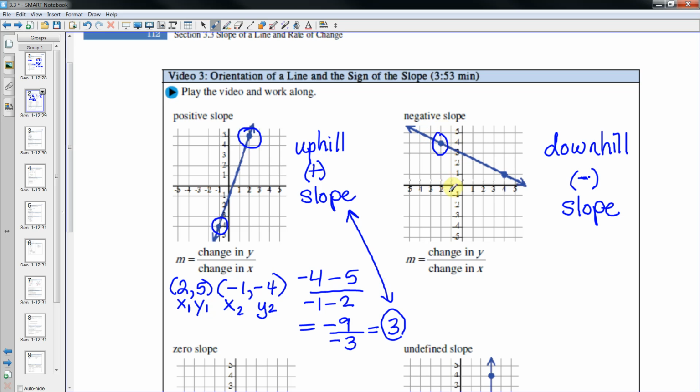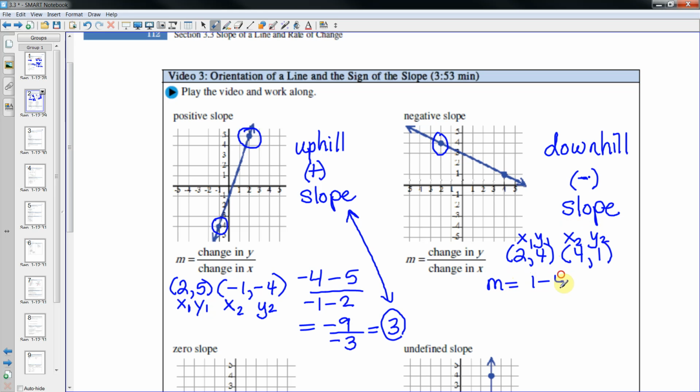This next one, I should end up with a negative slope. So let's look at these 2 points. I see a 2, 4 for 1 point, and a 4, 1 for the second point. And then let's label these x1, y1, x2, y2, and then plug it in our formula.